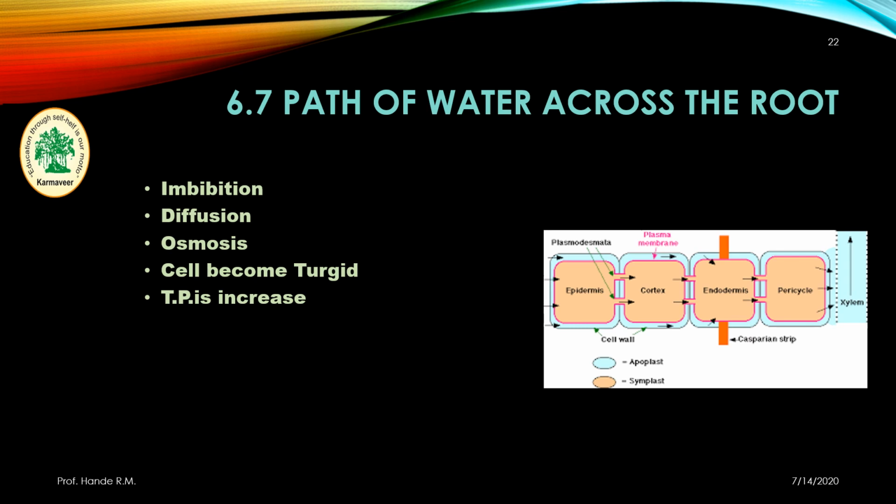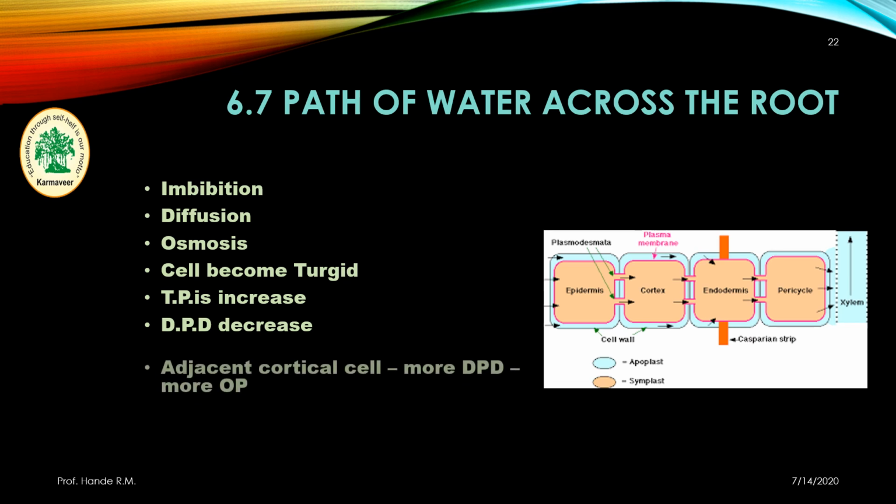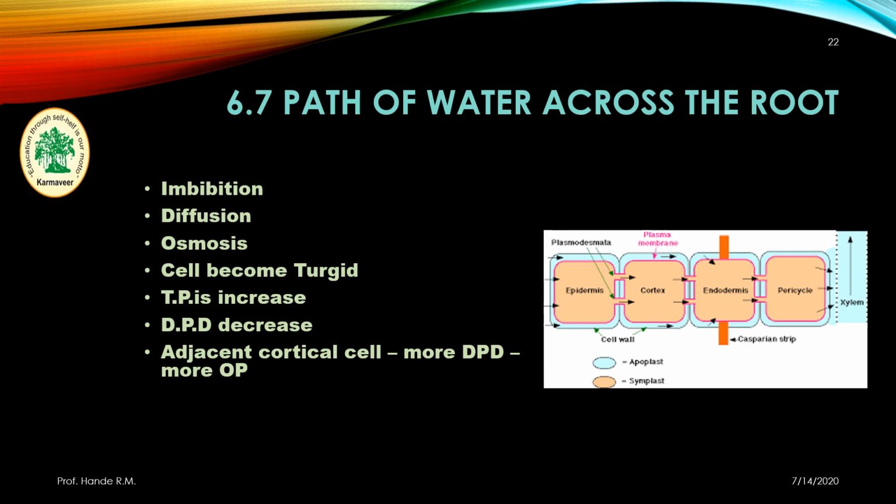Due to turgor pressure increases, DPD decreases. Due to DPD decreasing, the adjacent cortical cell has a higher DPD value, because the adjacent cortical cell has more osmotic pressure. Next, the cortical cell becomes turgid.